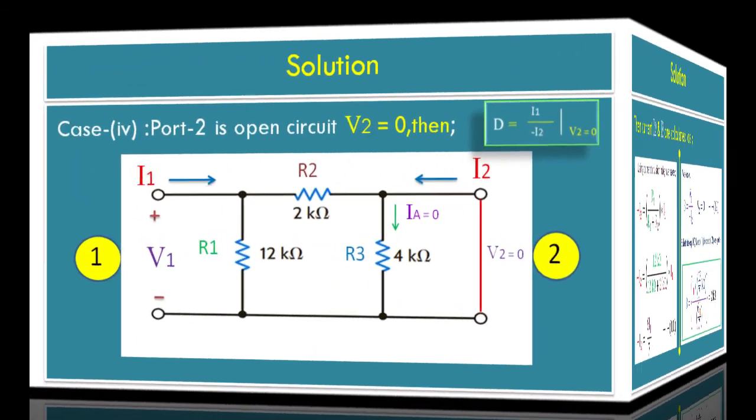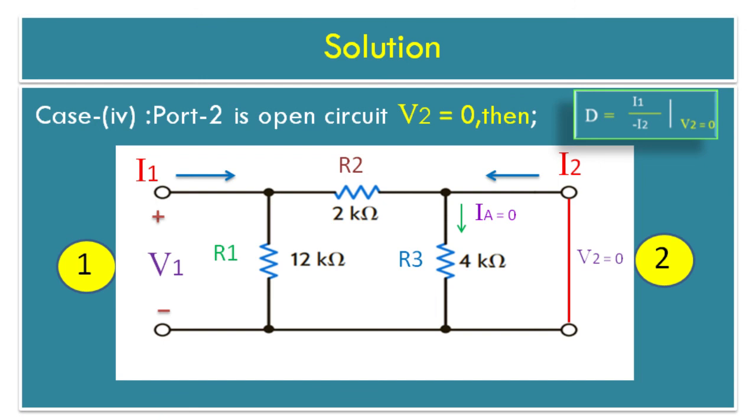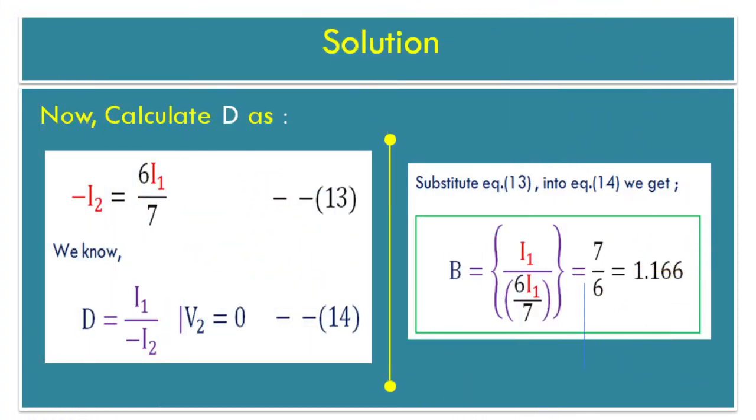Solution case 4. We are obtaining transmission parameter coefficient D is equal to current I1 upon minus current I2 with voltage V2 at port 2 is 0, means simply we are finding current I2 in terms of current I1. Let's calculate value of coefficient D as using previously calculated value of current I2 in case 3 as minus current I2 is equal to 6I1 upon 7, which is represented by equation 13.